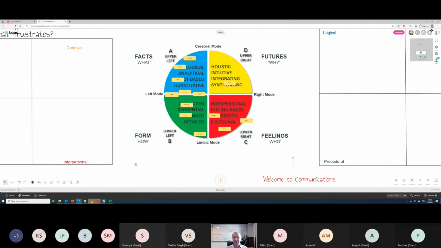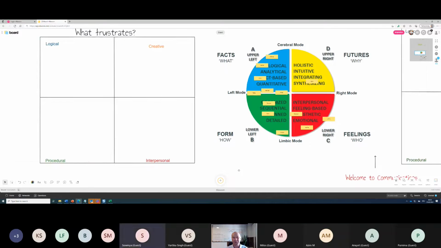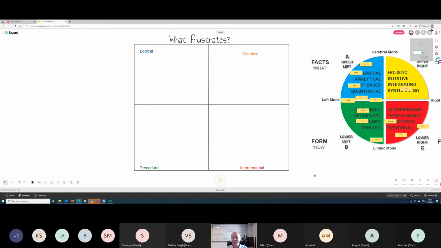So let's take a quick look. Again, we could dive into that topic for hours, but let's build on the examples you've just been given. If you move across to the left of the whiteboard, you'll see a box that says what frustrates at the top. And again, we've got the logical, creative, interpersonal, procedural quadrants of the box there.